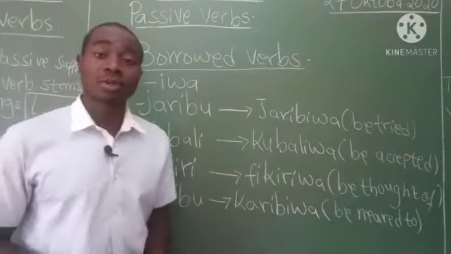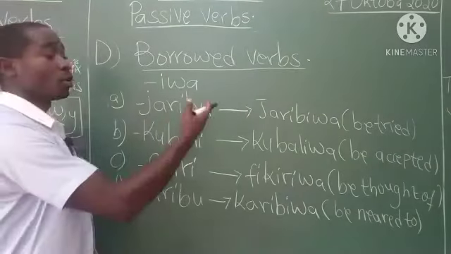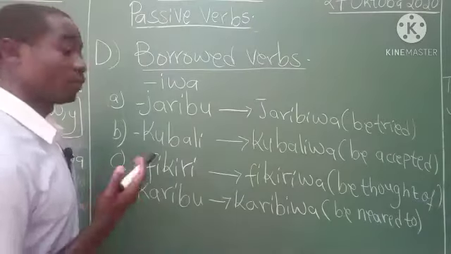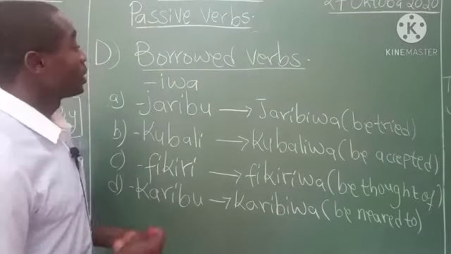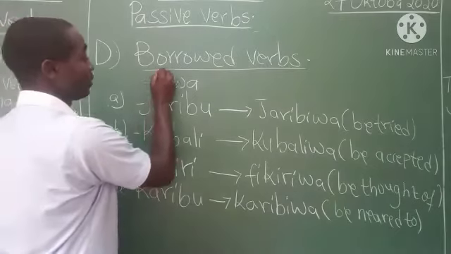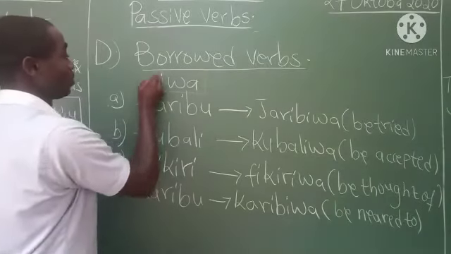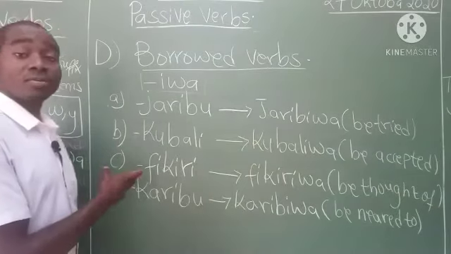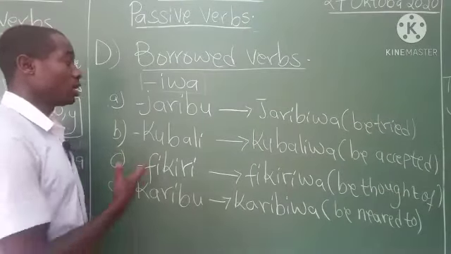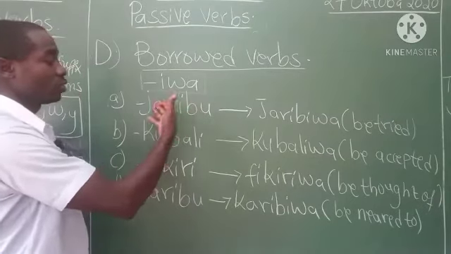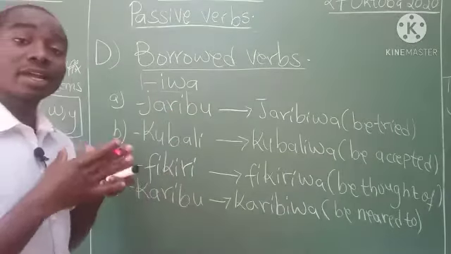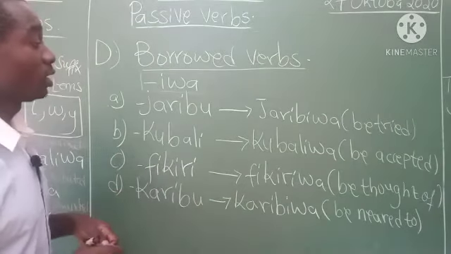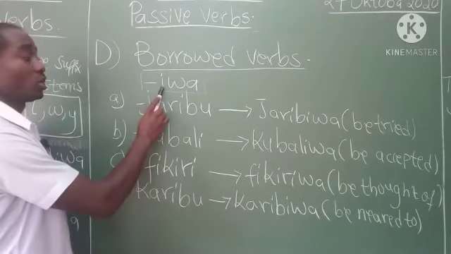Come again to the last part of this lesson, borrowed verbs. How do we use the borrowed verbs to form passive forms of the verb? So for borrowed verbs like this one, we will use this passive suffix, iwa. These borrowed verbs actually behave abnormally. They don't have endings like you can use for any; they are somehow irregular. So today we're learning how to use them to form the passive verb. So we'll use this one, iwa.